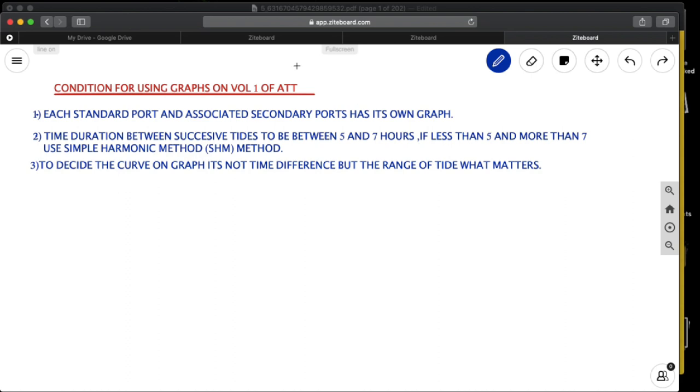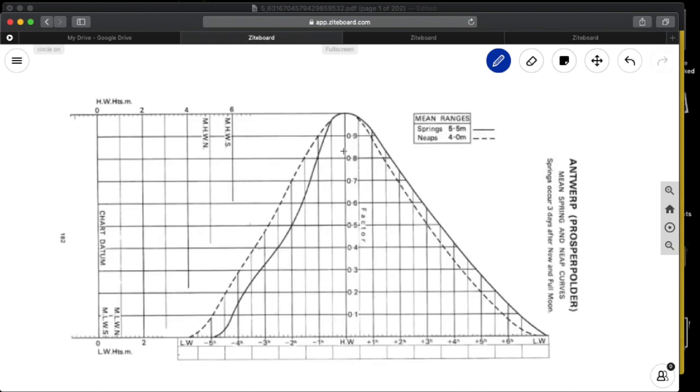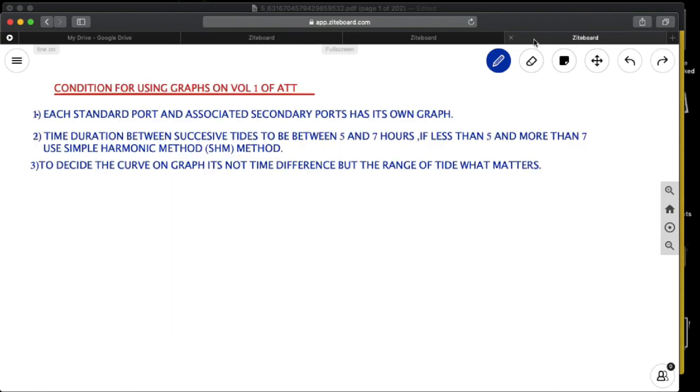So I'll show you the graph. In the previous graph, you had the 5 hour, 6 hour, and 7 hour curves that were used to find which curve to use, that is, the duration. But in this case, you can see the mean ranges: springs 5.5, neaps 4.0. The straight lines are springs and the dotted lines are neaps. So this is the spring curve and this is the neap curve. Which curve to use depends not on the time duration as before, but on the range of the tide.